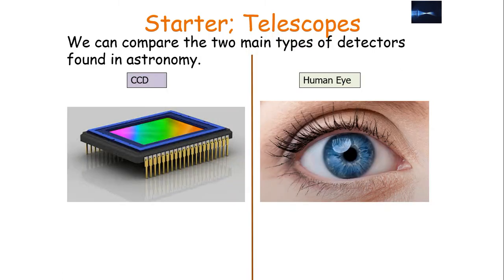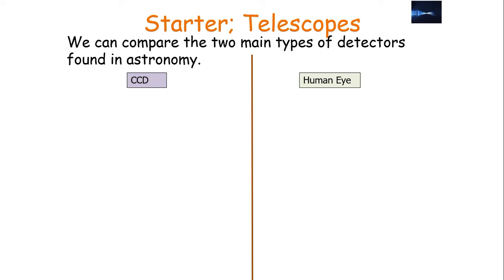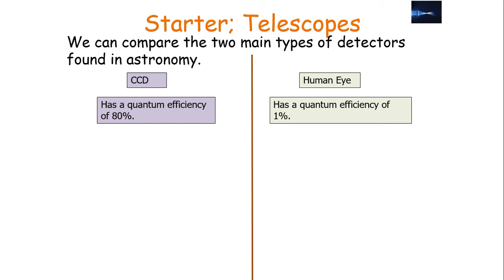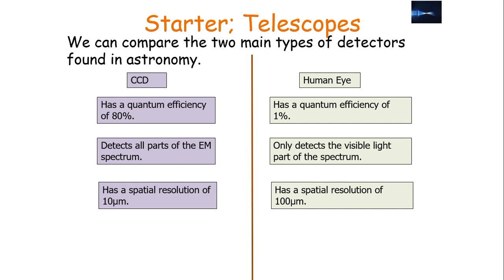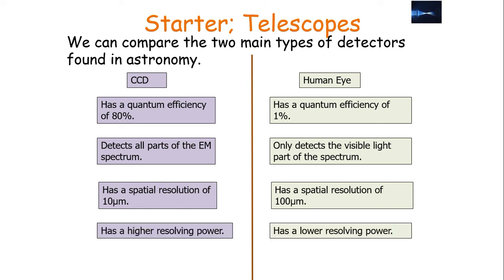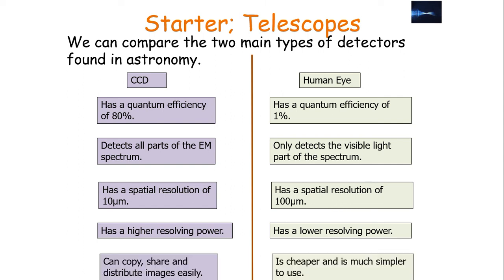So we can compare now the two main types of detectors found in astronomy, the CCD and the human eye. So the CCD has a quantum efficiency of 80%, whilst the human eye has a quantum efficiency of 1%. The CCD can detect all parts of the electromagnetic spectrum because all photons can be registered by it, but the human eye can only detect the visible parts of the spectrum. Now the CCD has a spatial resolution of 10 micrometers, whilst the human eye has a spatial resolution of 100 micrometers. So the CCD has a higher resolving power and the human eye has a lower resolving power.